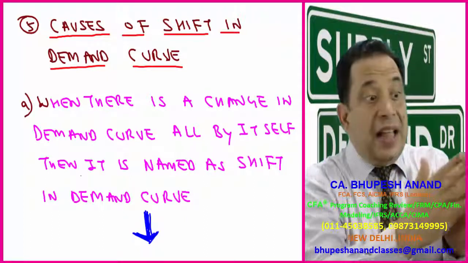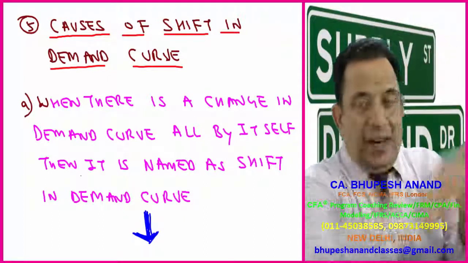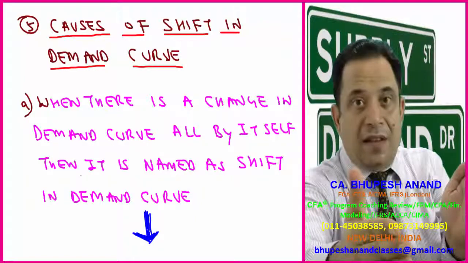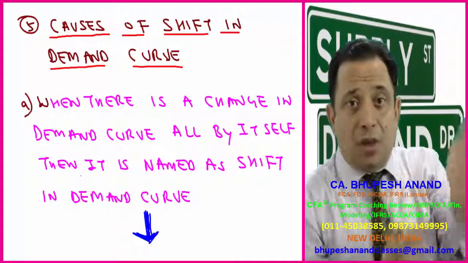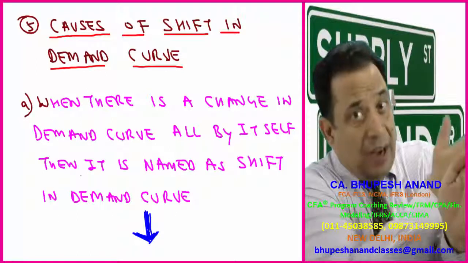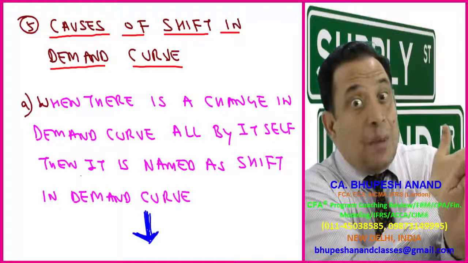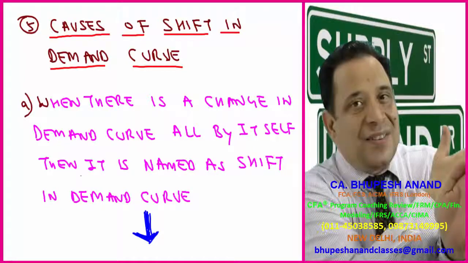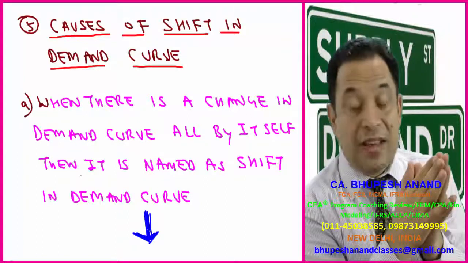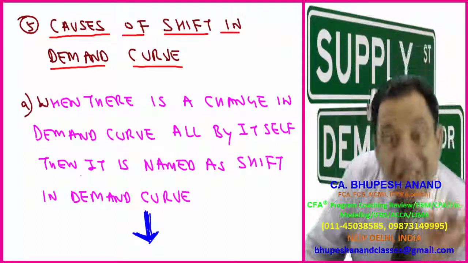Now we will see, if there is a right shift from here to here, then whether my quantity will increase or decrease: the quantity demanded will increase. But if this is the original demand curve and my new curve has shifted to the left hand side, it means my quantity demanded will decrease. You getting the point? Similar is the case with supply. We will see supply also. So firstly, write down the causes of shift.